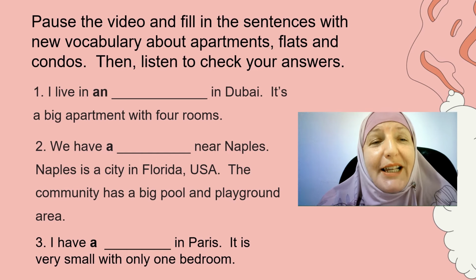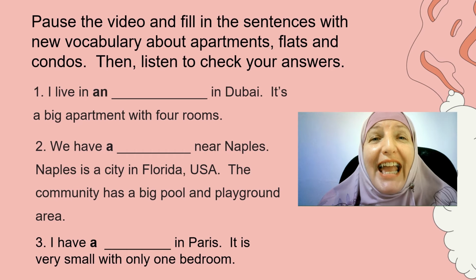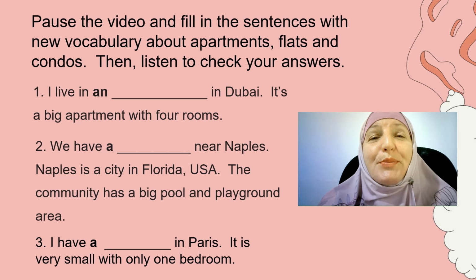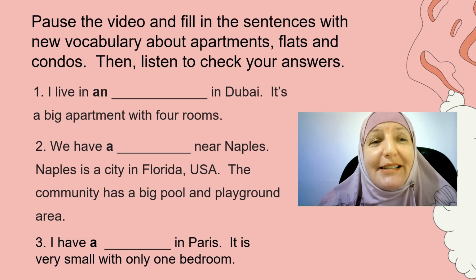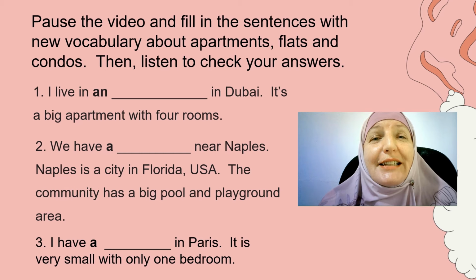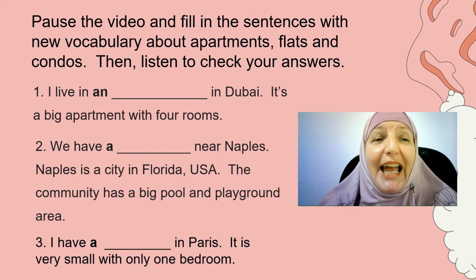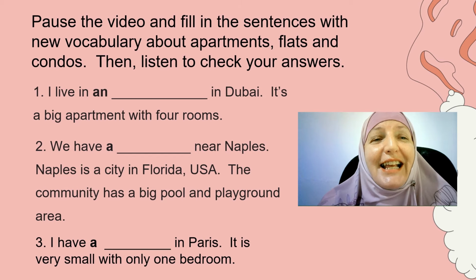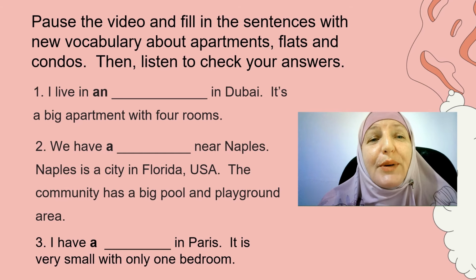Look at number 1 again. See the article an? It comes before the noun apartment because the apartment starts with a vowel A. But in the next sentence, it says it's a big apartment. We use the article a because the word following a, which is big, starts with a consonant B.